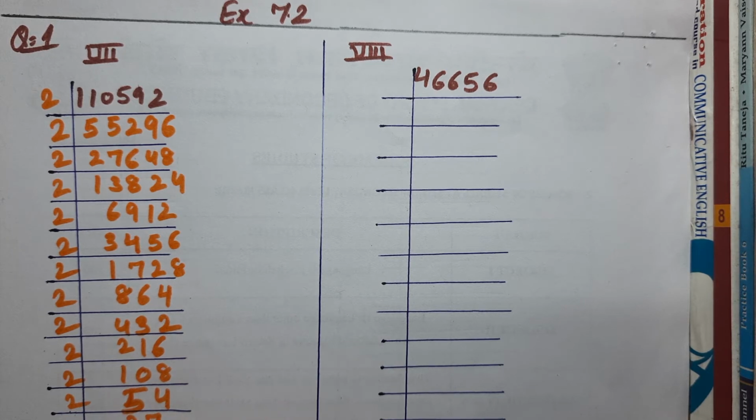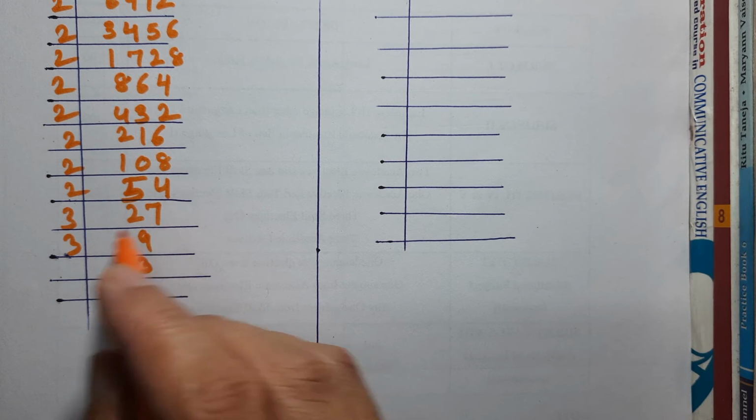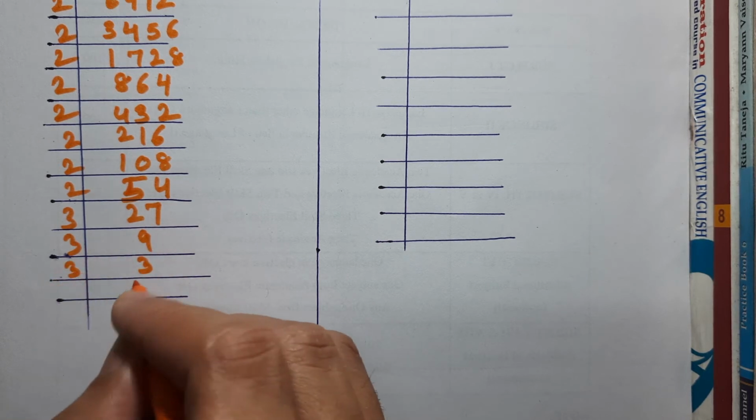Now 7 plus 2 is 9, so it is divisible by 3. 3 nines are 27, 3 threes are 9. 27: 7 plus 2 is 9, divisible by 3. 3 threes are 9, 3 ones are 3.